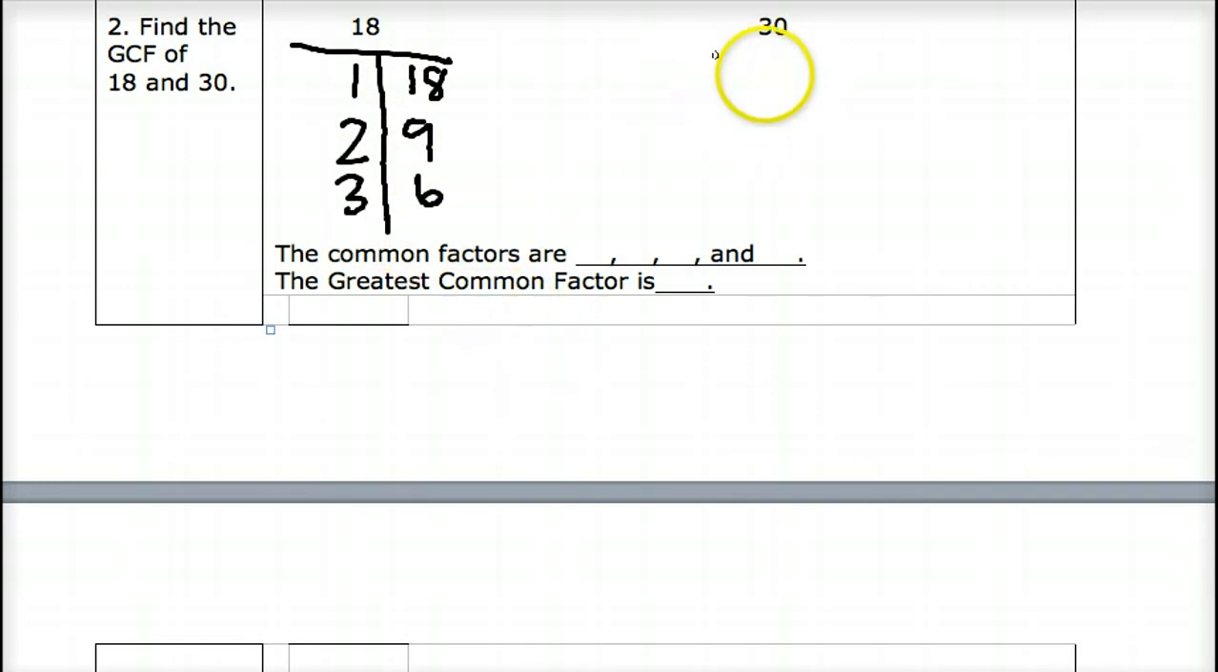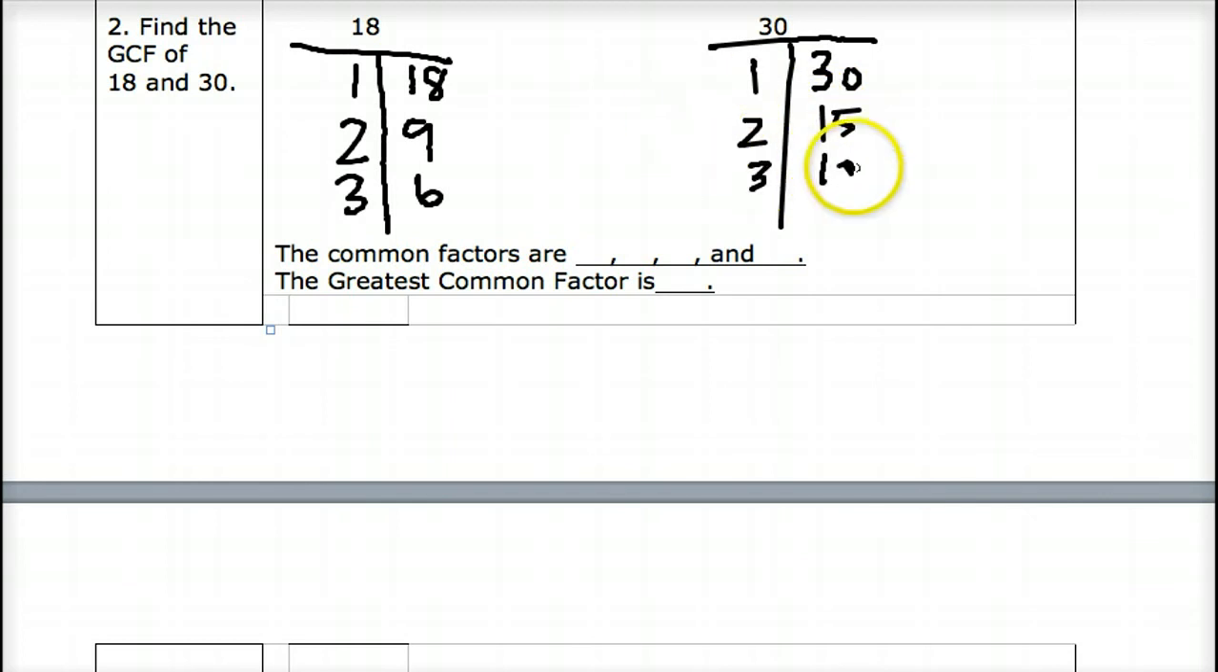For the number 30, we're going to do the same thing. Make our chart and start out with 1 times the number itself. 1 times 30 is 30. 2 times 15 equals 30. 3 times 10 equals 30. And 5 times 6 equals 30.